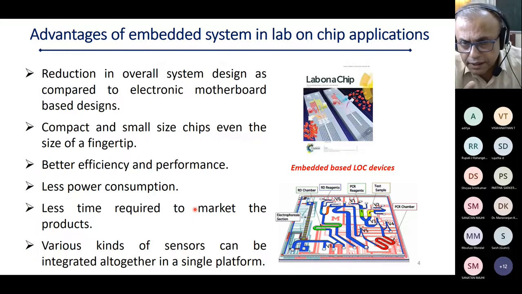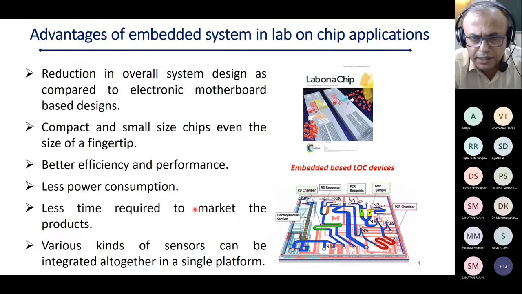But in the cassette, it will be recorded for 24 hours, whatever data it will send. And now you can think about what is the embedded system. Just this is a given example.